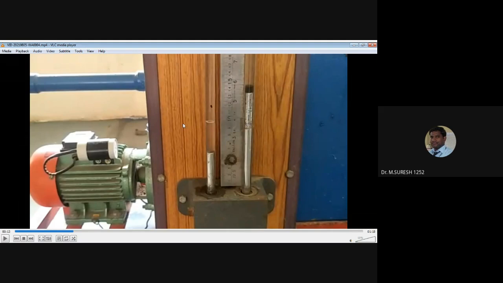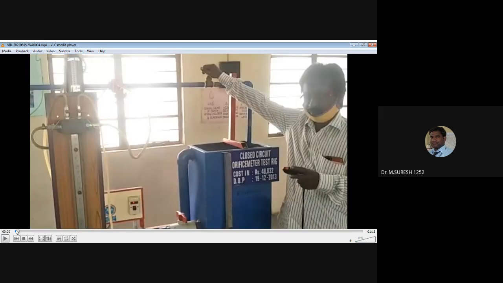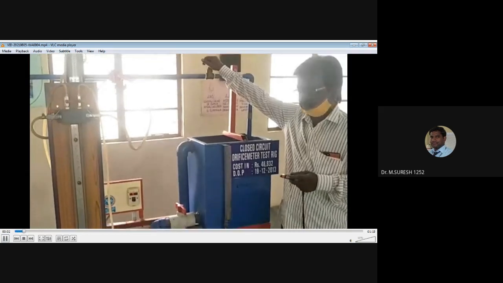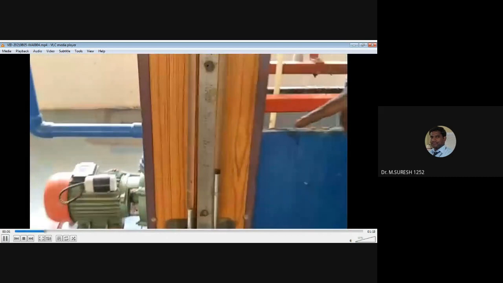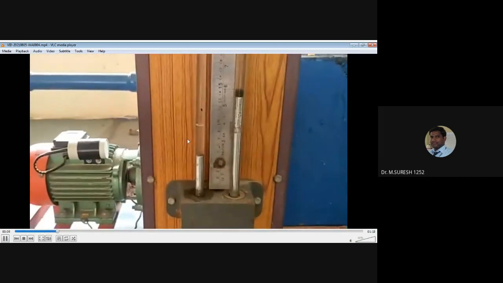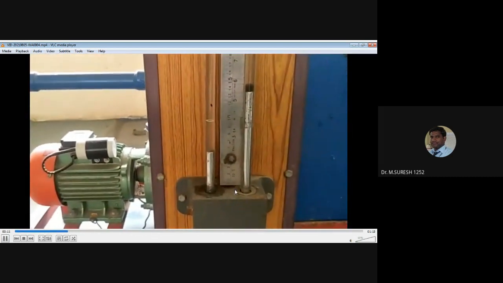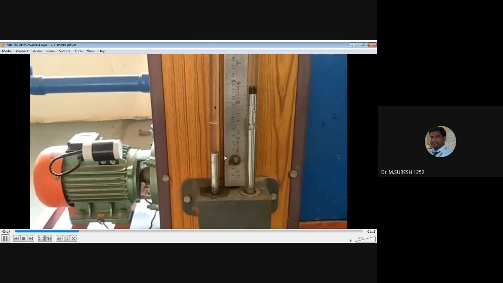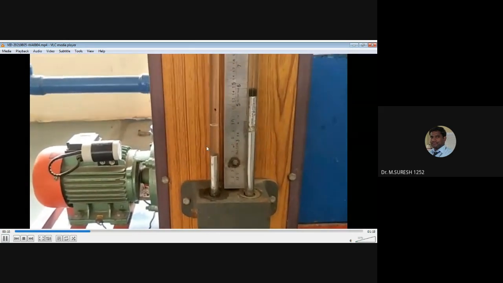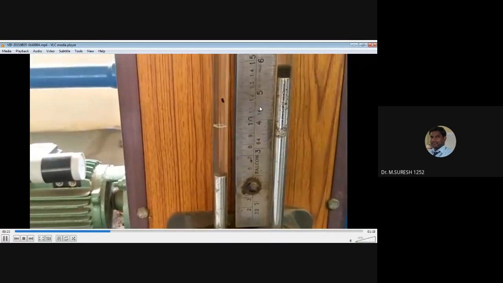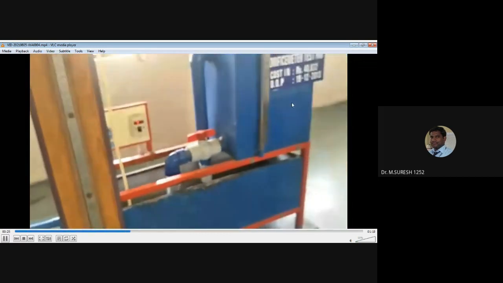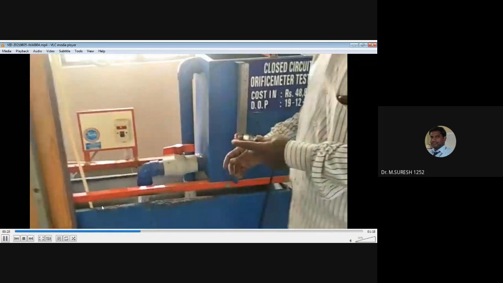And the third step, open the main valve fully. If you open the main valve, what will happen? The maximum pressure difference between the limbs of the manometer will be identified. So open the main valve fully with respect to the selected orifice meter, and observe the maximum pressure difference between the limbs of the manometer, that means left side and right side. And also water will flow to the tap fixer.